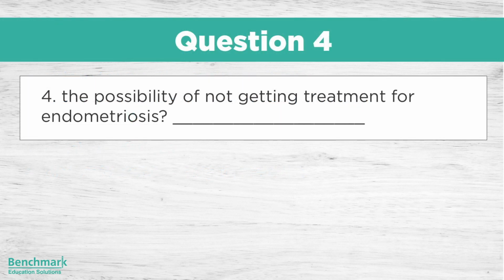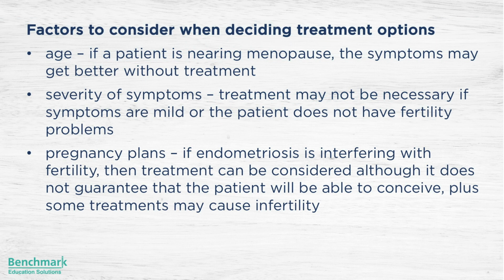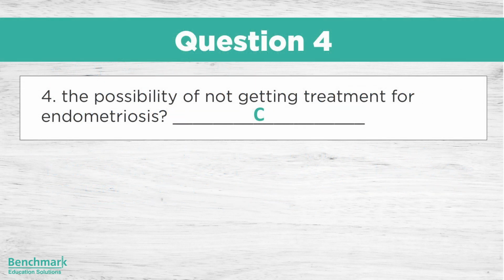Let's do question 4. This question is about treatment, but there's a slight twist. It's talking about not getting treatment. We can start by looking at the text where treatment is mentioned, text C. By now, you should remember that without treatment is the same as not getting treatment, so you can answer C.